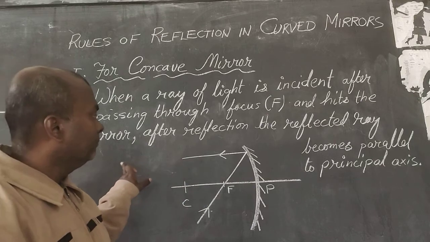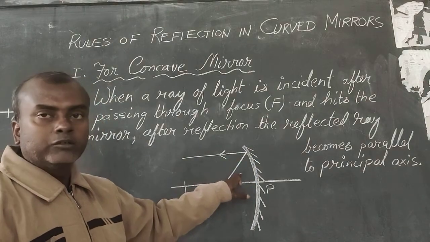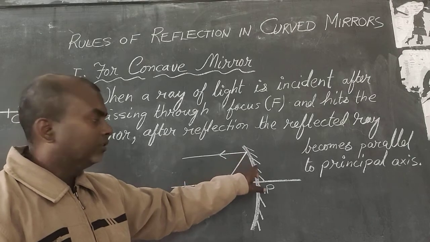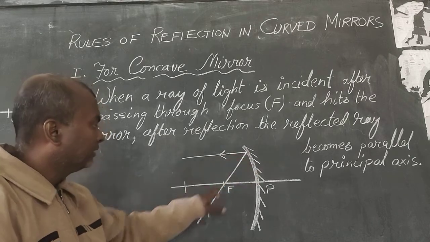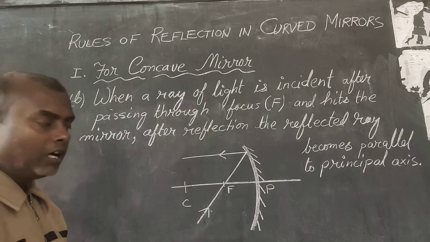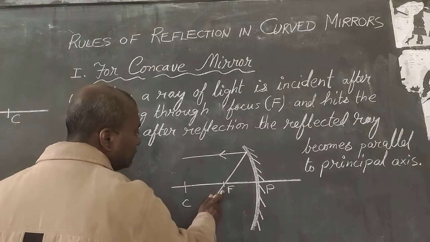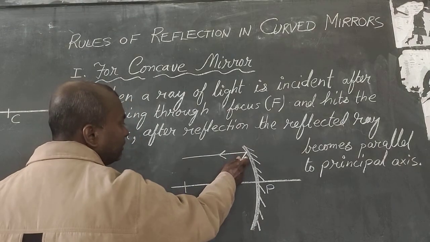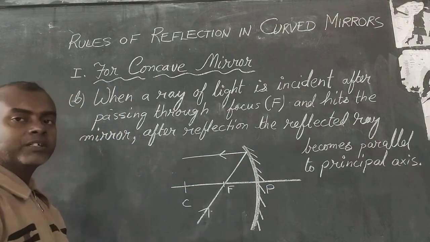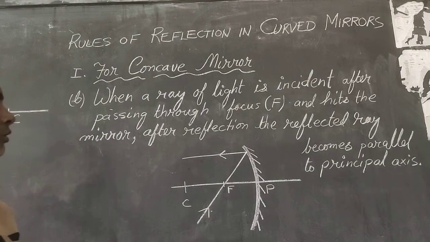If you observe carefully, this is the opposite of the first rule. In the first diagram, the incident ray was coming towards the mirror parallel to the principal axis, and after reflection the reflected ray passed through focus. But in the second rule, the incident ray passes through focus, hits the mirror, and after reflection becomes parallel to the principal axis. So this is the second rule.